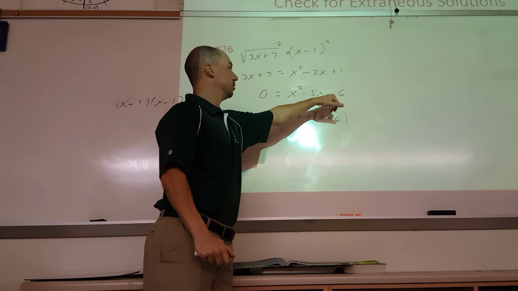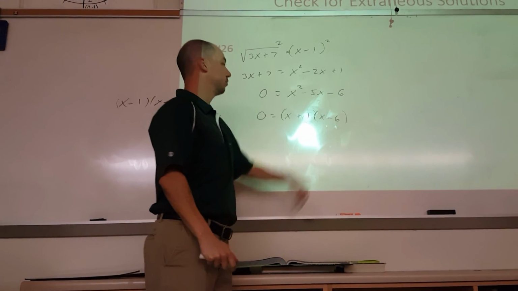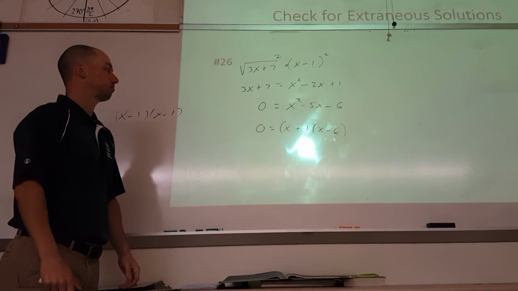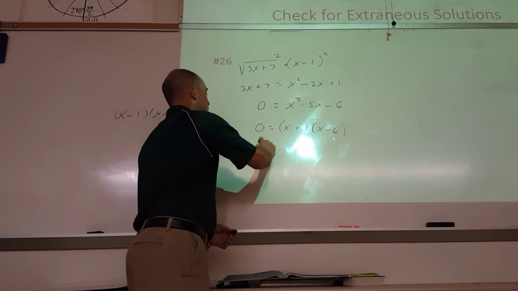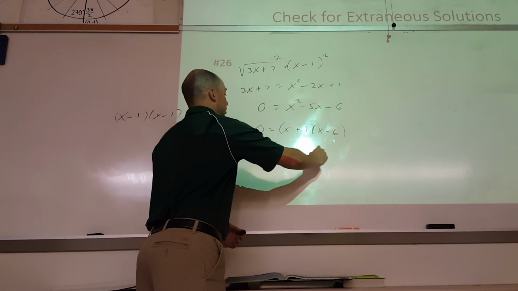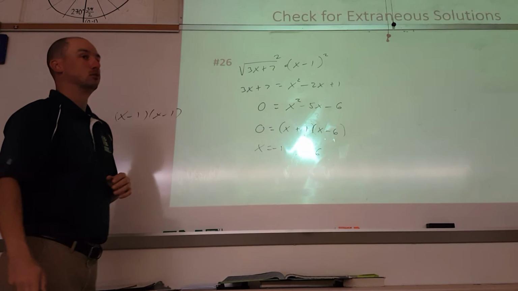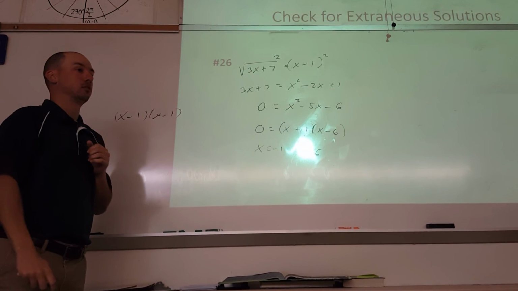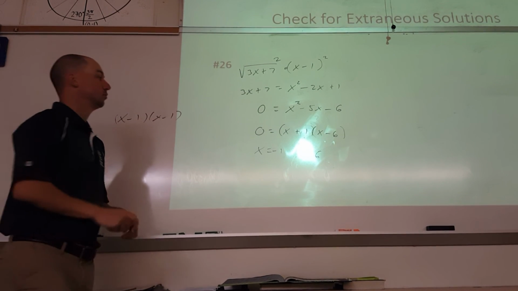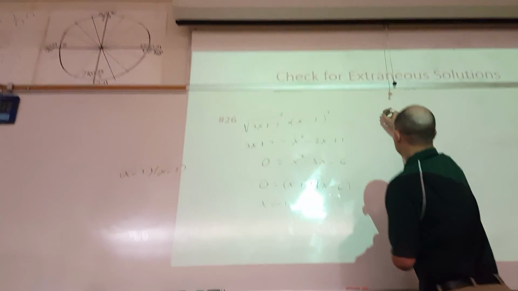One times negative 6 is negative 6. Negative 6 plus 1 is negative 5. x equals negative 1, x equals 6. Need to check your answers. Make sure that they work. Here, check.